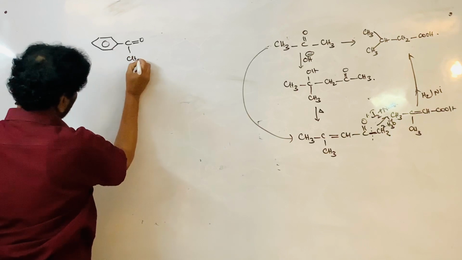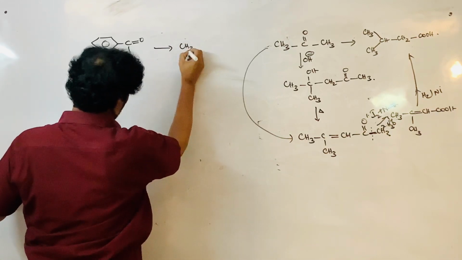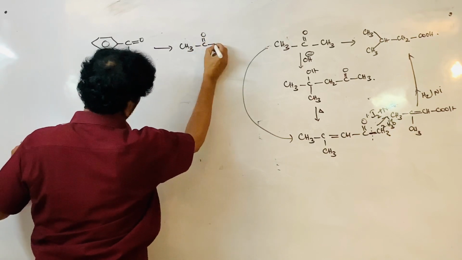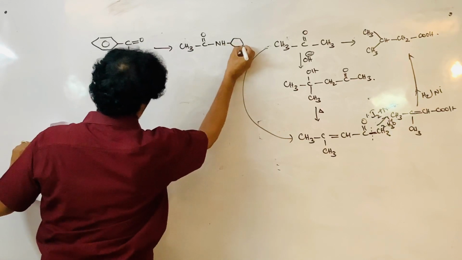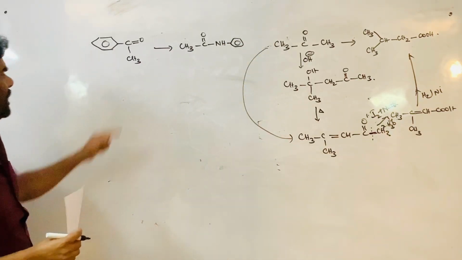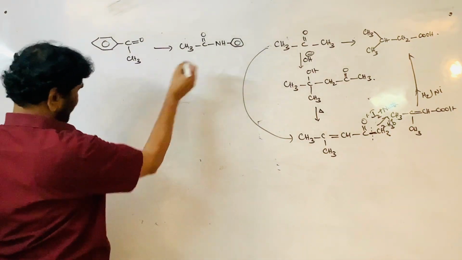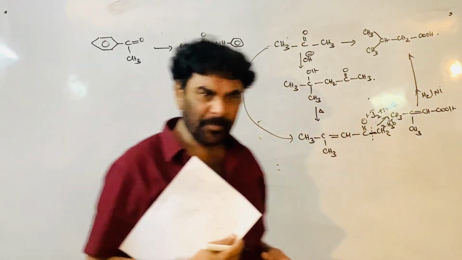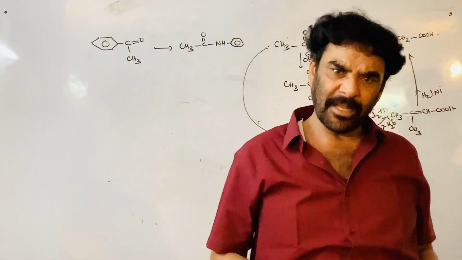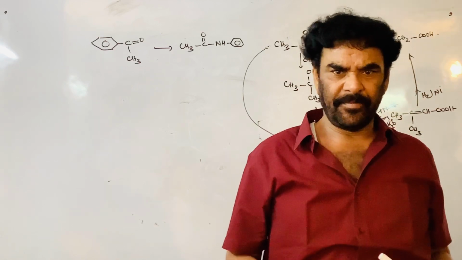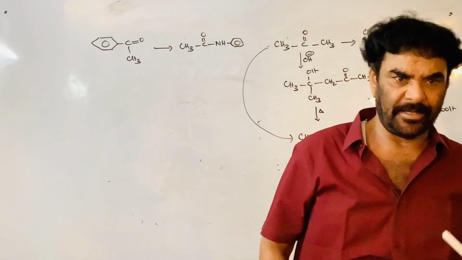This is methyl phenyl ketone. What is being asked? C double bond O, N H, phenyl group: N-phenyl acetamide, acetanilide. See, there is a route to prepare amides starting from the ketones. That is called Beckmann's rearrangement.